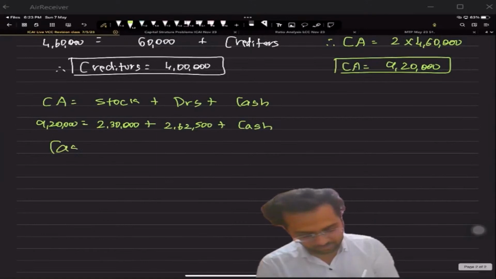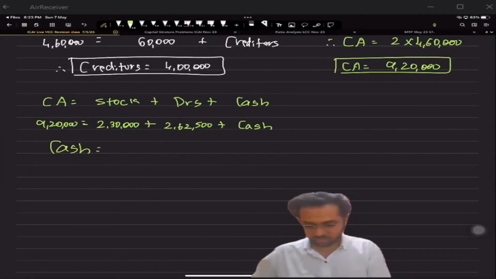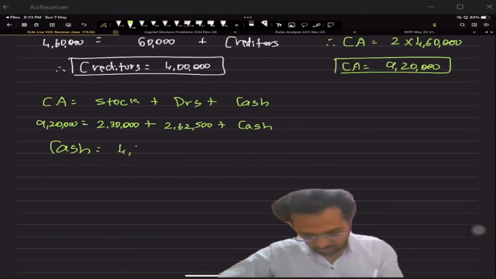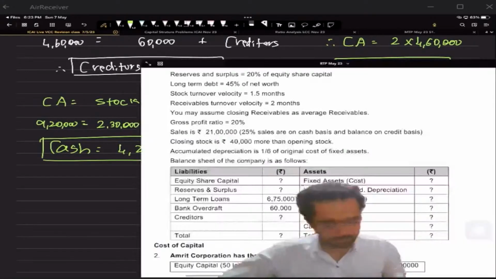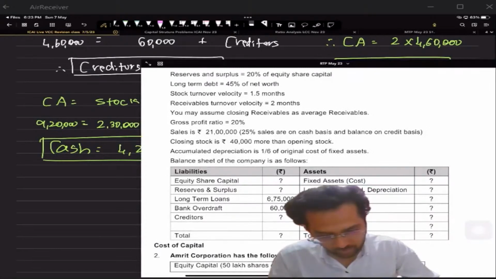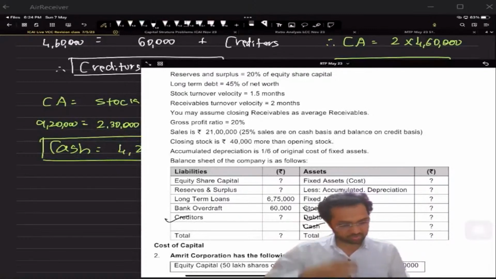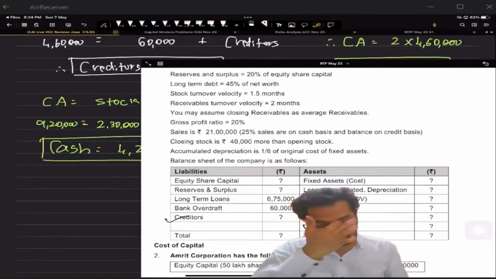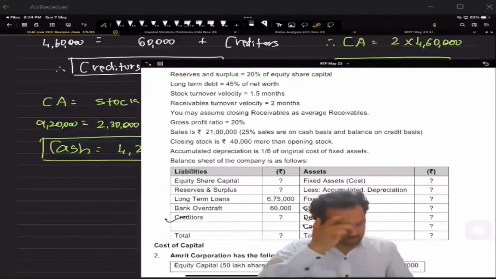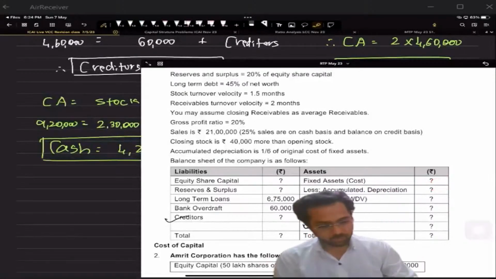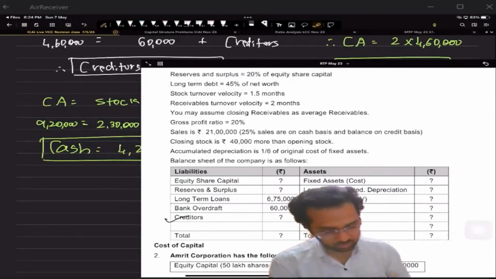So of course the balancing figure will work out to be the cash, and cash will be like 9,20,000 minus 2,30,000 minus 2,62,500, which is cash is a balancing figure, 4,27,500. So what all we are done? We're done with creditors, we're done with stock, debtors, cash. Now we have the other things. One is the equity share capital, reserves and surplus, fixed assets, and then accumulated depreciation. So let's look at the other ratios.